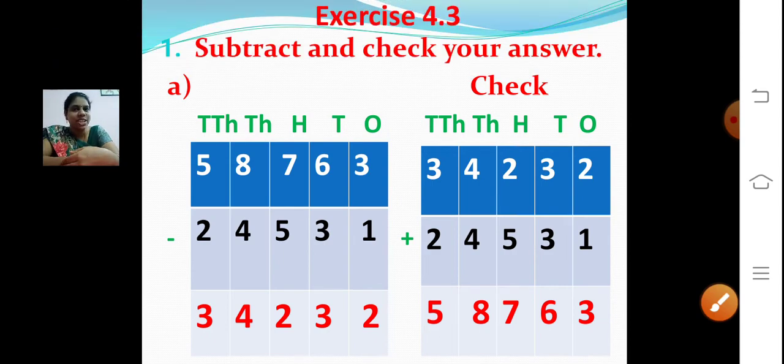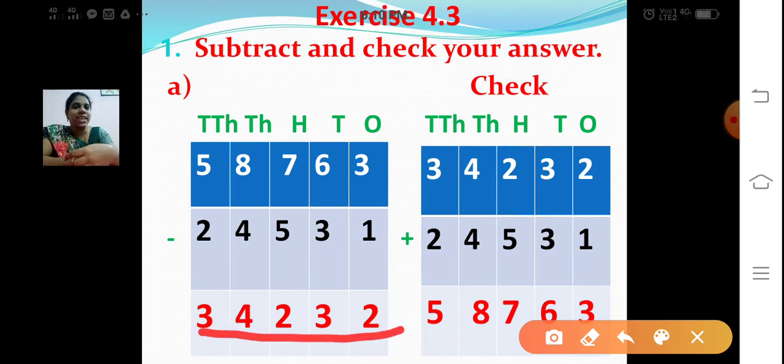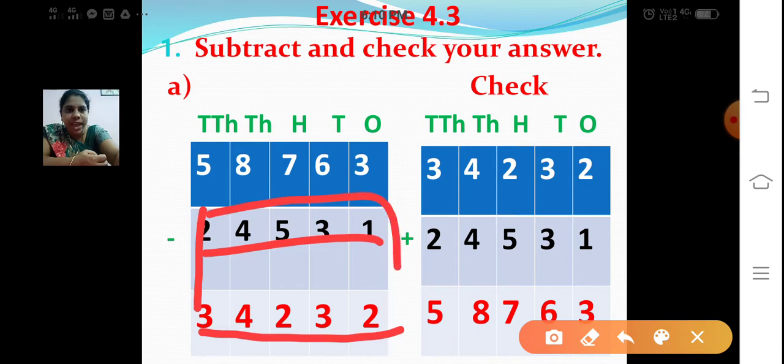How to check the answer now? Whether my answer is correct or not? What we have to do? We are going to add the difference with the subtrahend. These two numbers we are going to add. We are going to add the difference to the subtrahend so that we will get the minuend. We have to get this answer. If you get this answer, your subtraction is correct, right? Now we'll do the checking now.